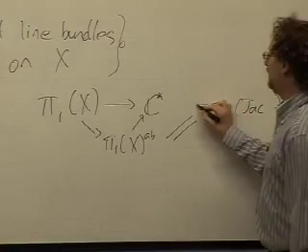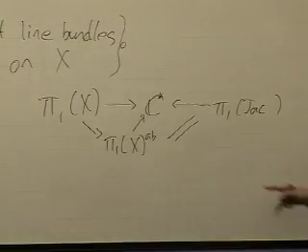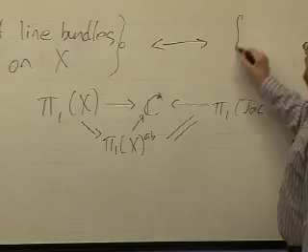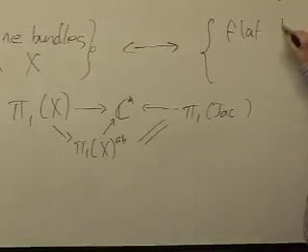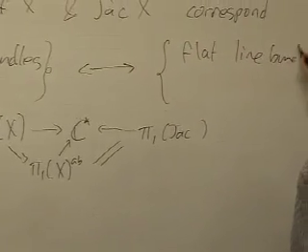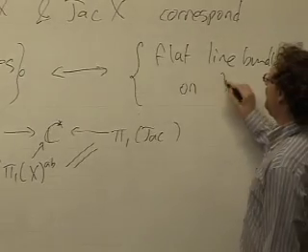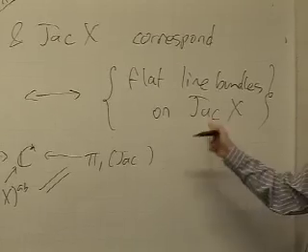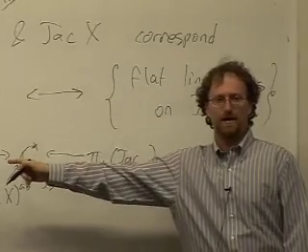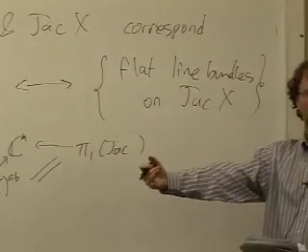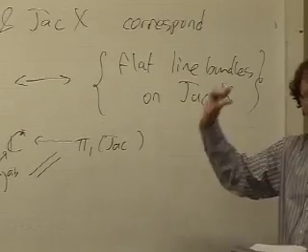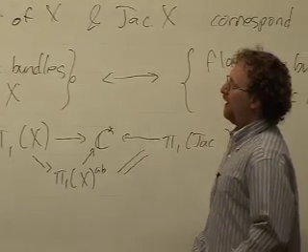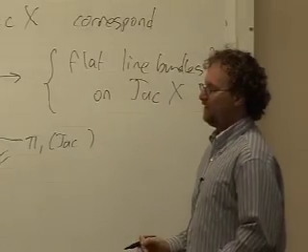And so we get that flat line bundles on X are the same thing as flat line bundles on the Jacobian of X. Both of them are described by the same exact monodromy data. And again, this is induced by pullback from the Abel-Jacobi map. Just restrict your flat line bundle to the image of the Abel-Jacobi map. OK, so this is the basic content of geometric class field theory.